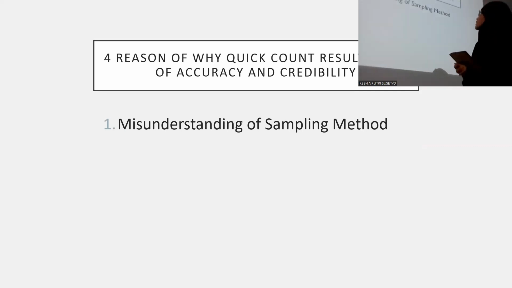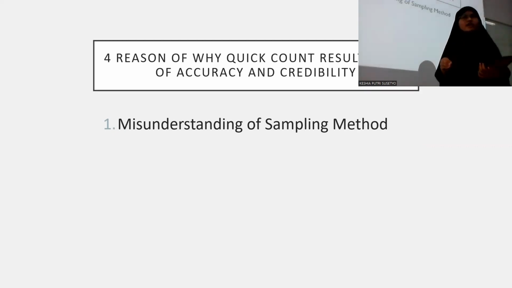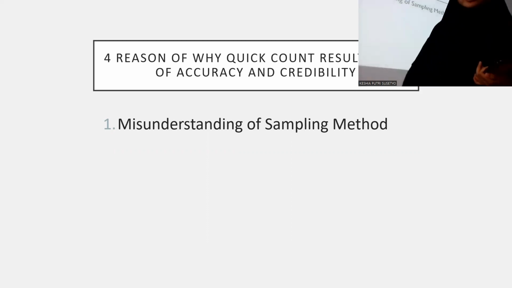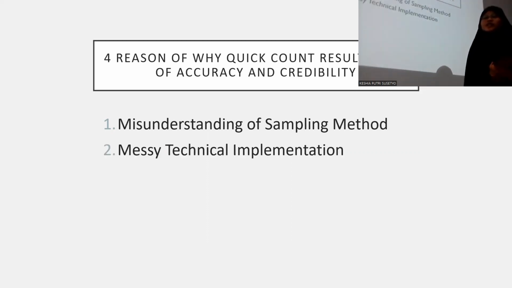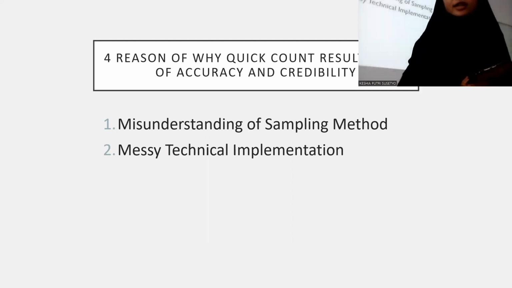The first one is misunderstanding of sampling method. Basically, quick count is like a statistic, right? So you only take a few samples to represent the entire population. Misunderstanding of sampling methods means that the few samples that you take didn't accurately represent the entire population. The second one is messy technical implementation. This means that there is an error during the technical implementation process that results in inaccuracies.